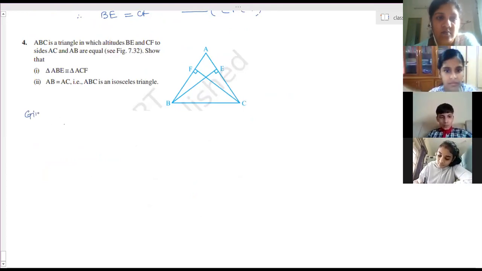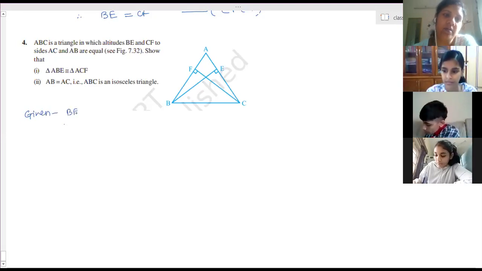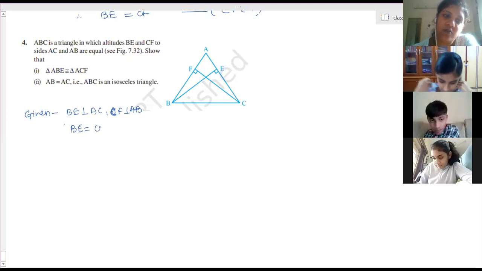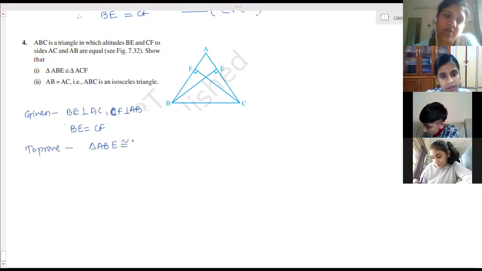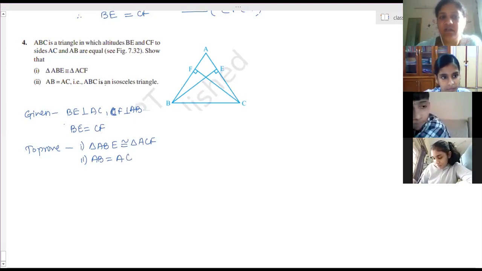So given BE perpendicular to AC, CF perpendicular to AB, and BE is equal to CF. They have given. We have to prove first part, triangle ABE is congruent to triangle ACF, and AB is equal to AC. That is, any one of them. If two sides are equal, automatically the triangle is an isosceles triangle.